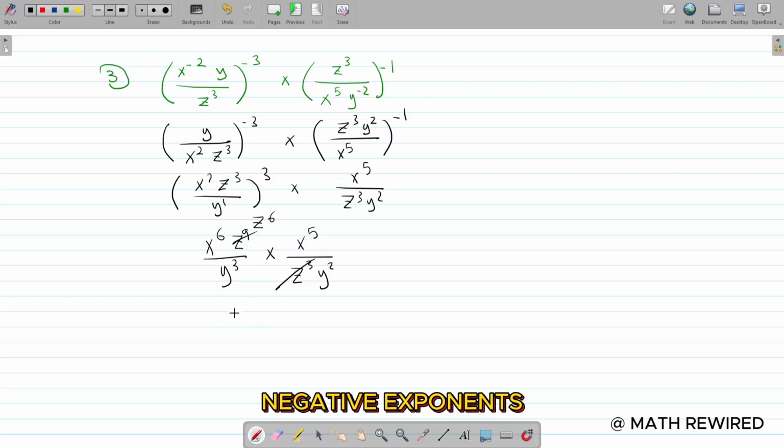So we multiply right across. x to the 6 times x to the 5 is x to the 11. And we have z to the 6 all over y cubed times y squared is y to the 5. This is the fastest and easiest way to get rid of negative exponents. I hope you followed it, but if you didn't, just watch the video again. It will make more sense to you, and it will help you when you're dealing with negative exponents.